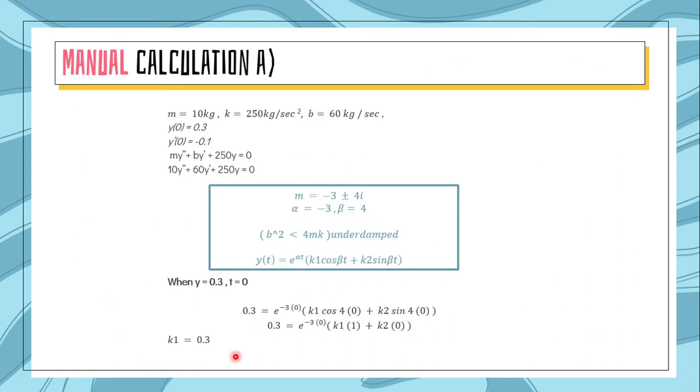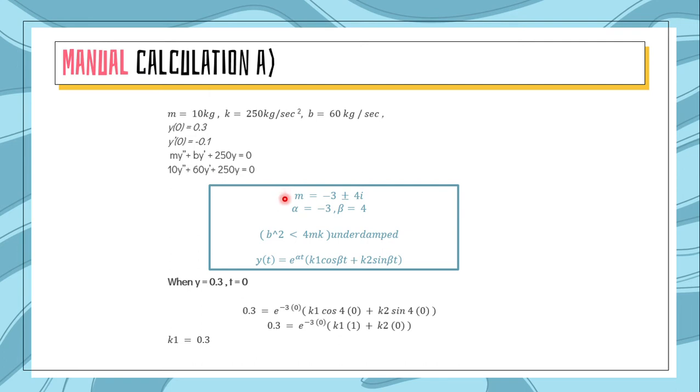Now, let's focus on manual calculation of A. Given the constant values m equals 10, k equals 250, b equals 60, y equals 0.3, and y prime equals negative 0.1, we need to substitute all the constant values into this equation to find the value of m.